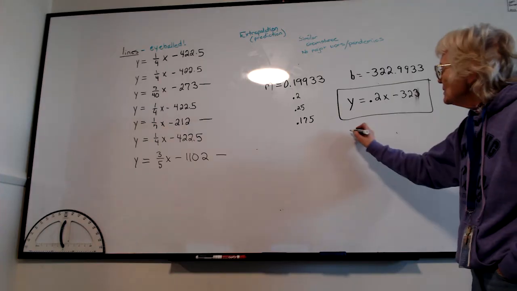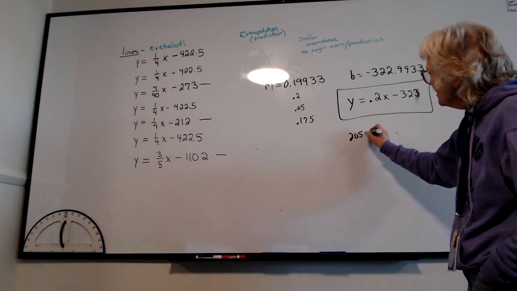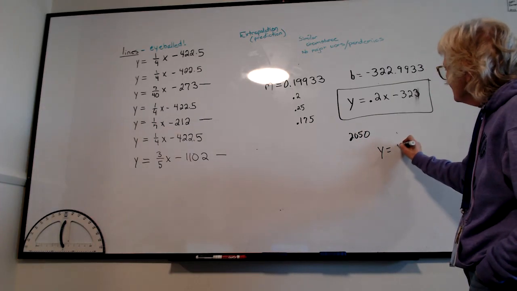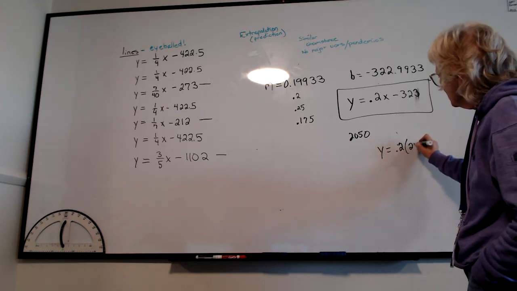And so if we did 2050 in there, y would equal 0.2 times 2050.